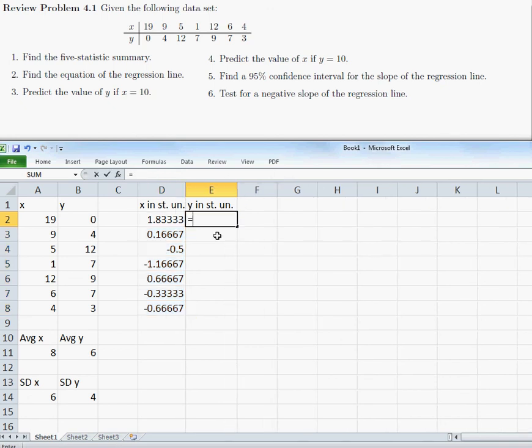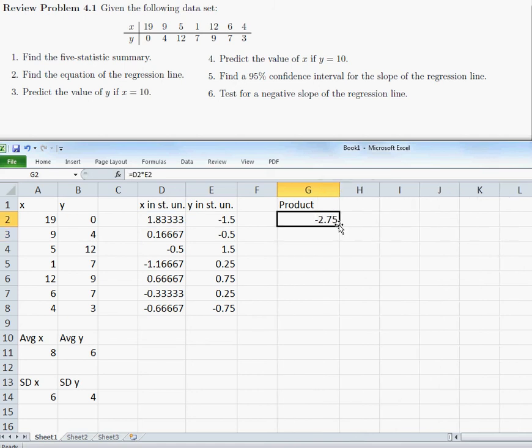And likewise, for the y values, we take the y value of 0 minus the average of the y values, which is 6, divided by the standard deviation of the y values, which is 4. So negative 1.5. And then filling down, we get the y values converted to standard units. The next step is to get the products of all the x and y values. So x in standard units times y in standard units. And then we take all 7 of those products.